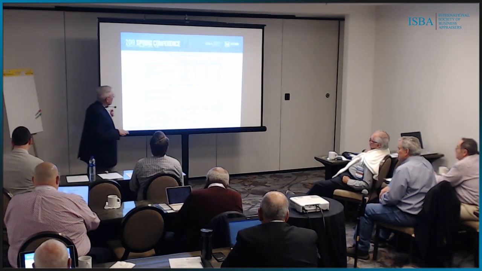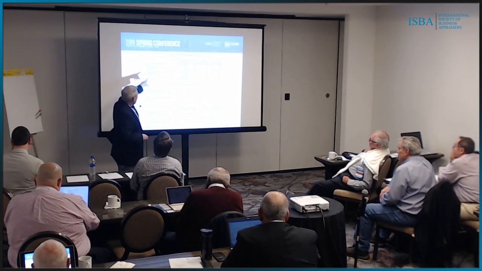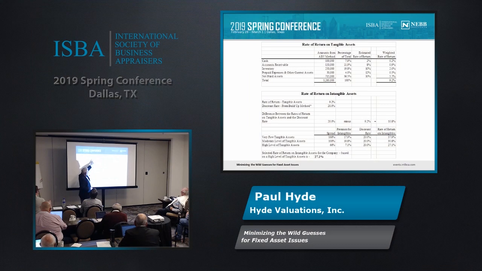And what I will do on it is, you'll see up here, I go through and pull out my major asset categories. I've got the percentage of the total assets, and I'm going to come up with another WAG: what's my estimated rate of return for that category of assets?